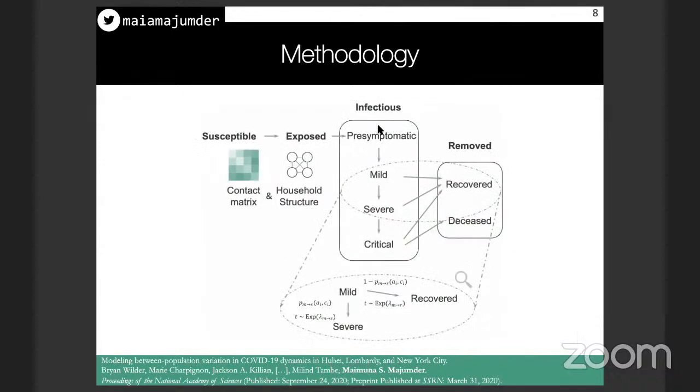To simulate epidemics in each of our populations of interest, we fed the agents for any given population through a susceptible, exposed, infectious, and removed, or SEIR style model, as is shown here. We used contact matrix and household structure data specific to each population of interest to inform transitions from the susceptible state to the exposed state, and we further partitioned our infectious state into four categories: pre-symptomatic, mild, severe, and critical, each of which were also assigned a probability of transitioning to one of the two removed state categories, recovered or deceased.